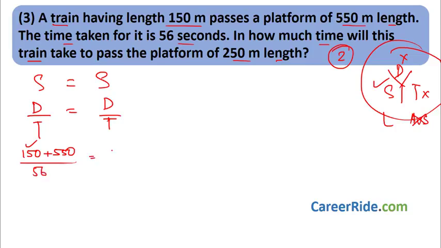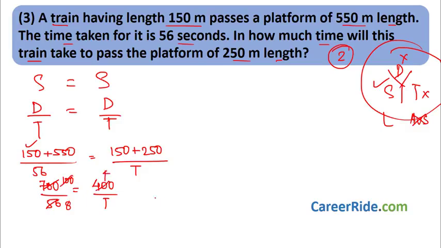In the second case, the length of the train is 150 and the length of the platform is 250 meters. And the time taken we do not know, we have to find it. So let us take it as T. What do we get? 700 by 56 would be 400 by T. 7 into 100, 7 into 8, this is 4. So we have T equal to 32 seconds, right?